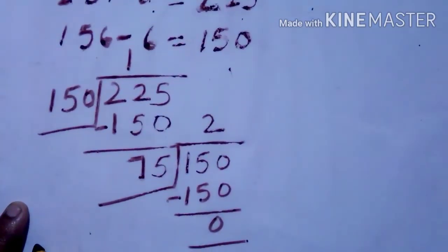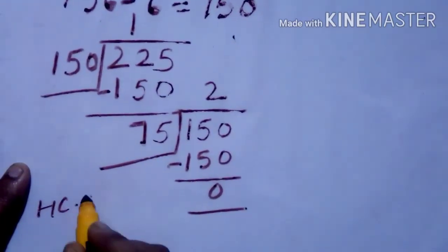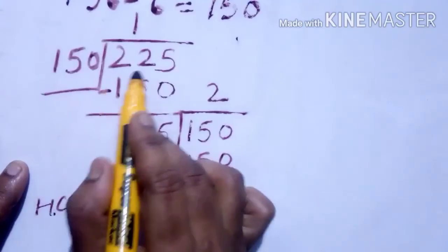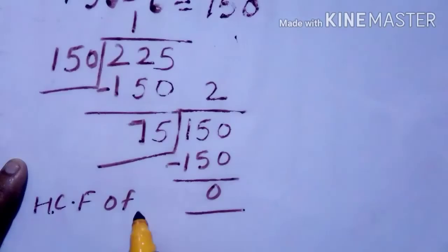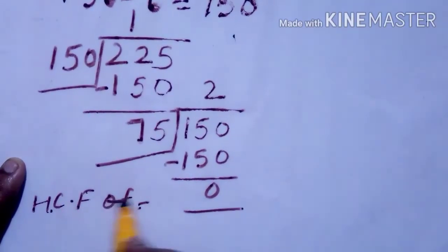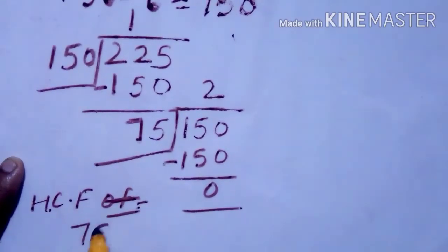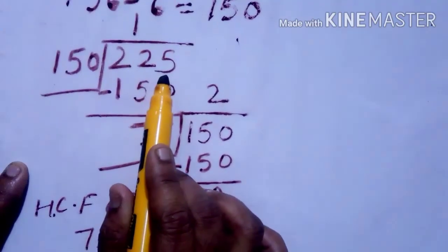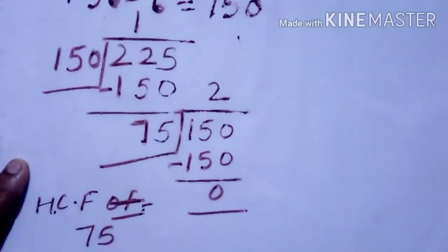So HCF of 150 and 225 is 75. HCF is equal to 75. HCF of 150 and 225. The HCF of these two is 75.